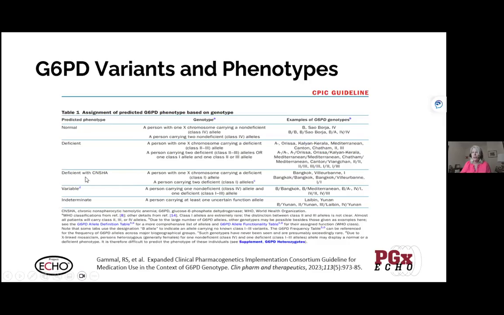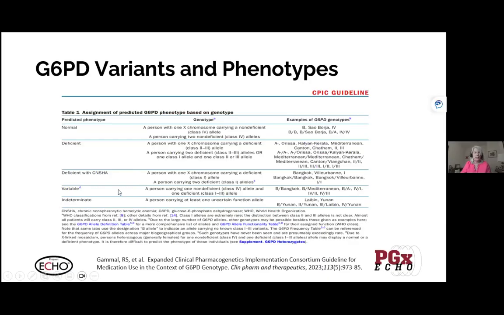There is a category that's also called a class 1 that's a deficient with chronic non-spherocytic hemolytic anemia. And these people have lower levels of hemolytic anemia throughout their life. It's a chronic illness for them. And that would be a person who has one X chromosome and inherited one of these severe class 1 type variants, or a person who has two X chromosomes and got two of these, which would be extremely rare.